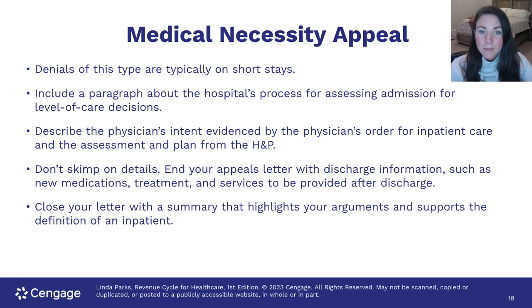The first one, medical necessity denial, is usually on shorter length of stays. For this type of appeal, you have to include a paragraph about the hospital's process for assessing admission for different levels of care. You also need to describe the doctor's intent with the admission, so what their plan of care was, and you want to be very detailed about all of this. Then you would end the letter with discharge information, so what meds did the patient start, what treatments and services will they get after discharge, things like that.